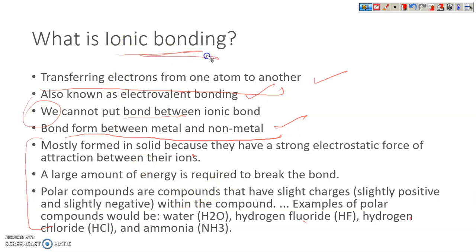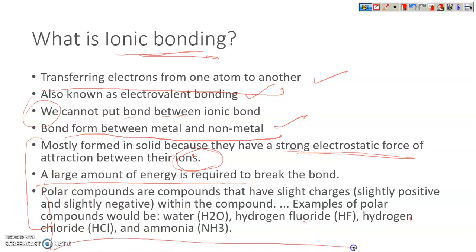The bond formed in ionic bonding is mostly formed in solid because they have a strong electrostatic force of attraction between ions, and a large amount of energy is required to break the bond. And this point I will explain in short points.